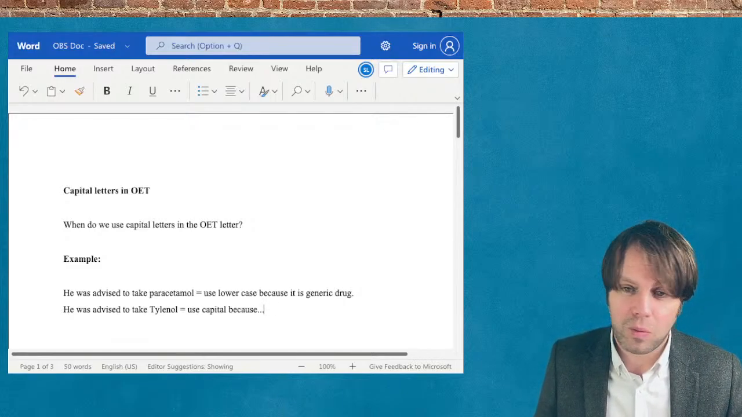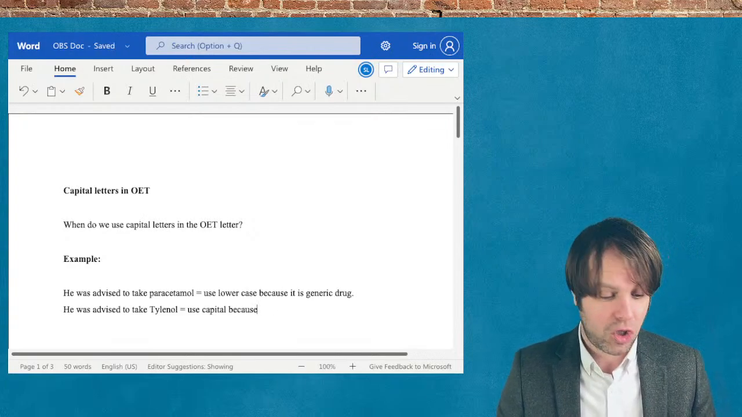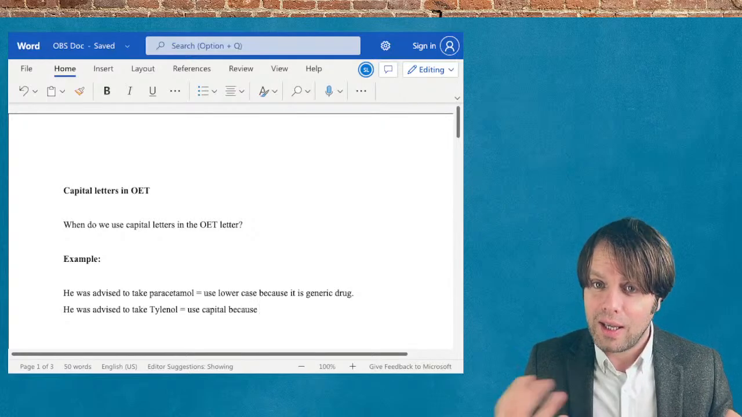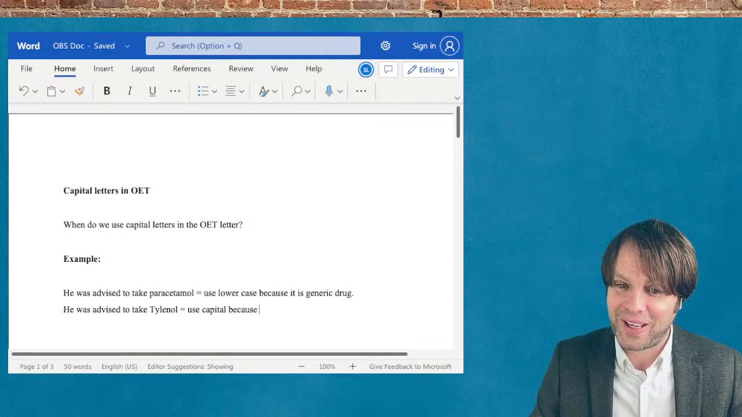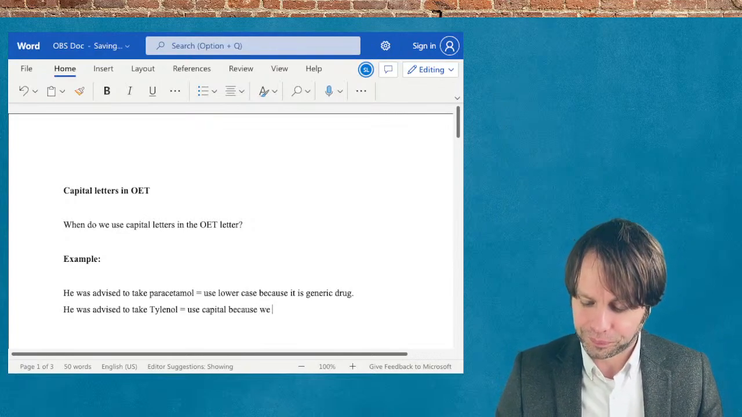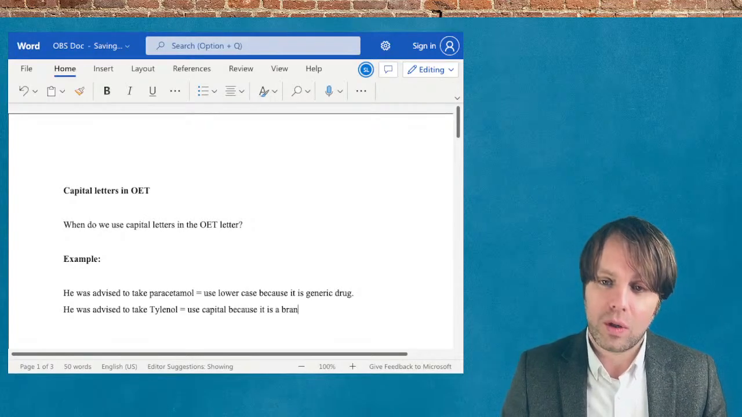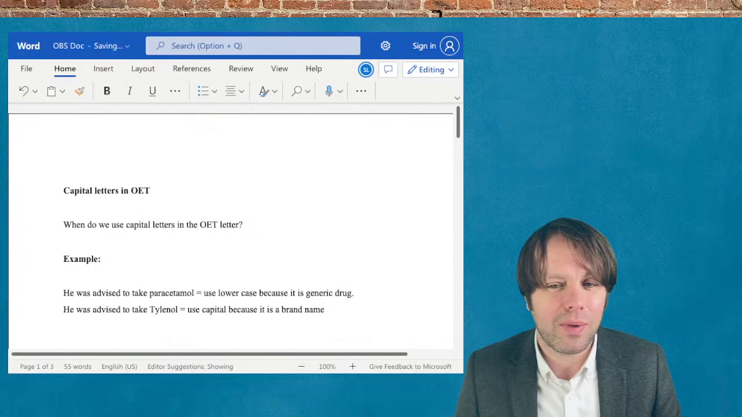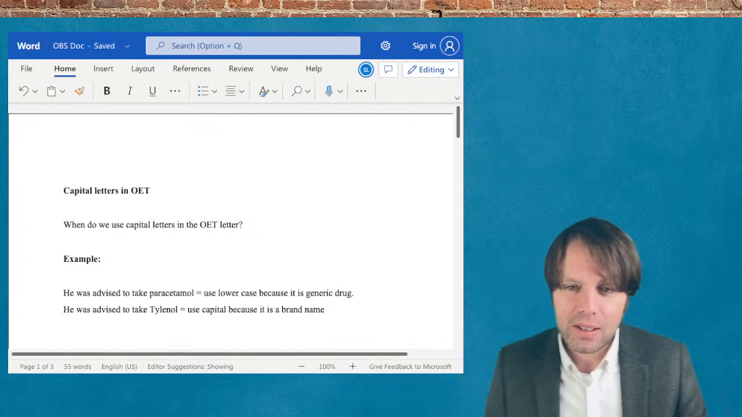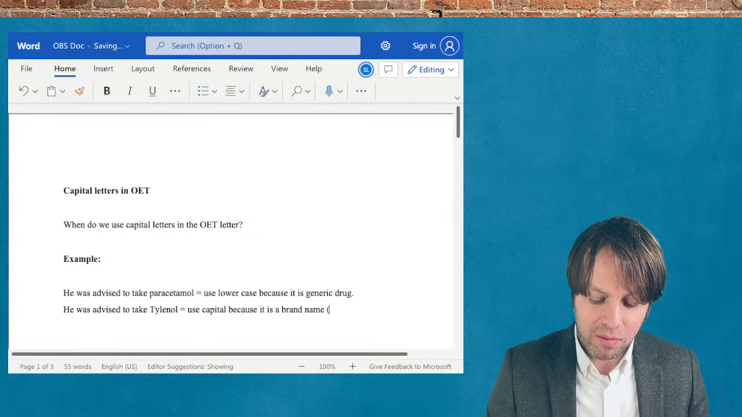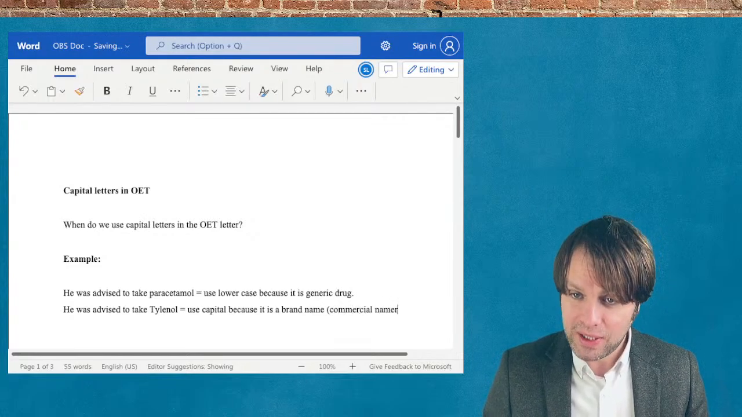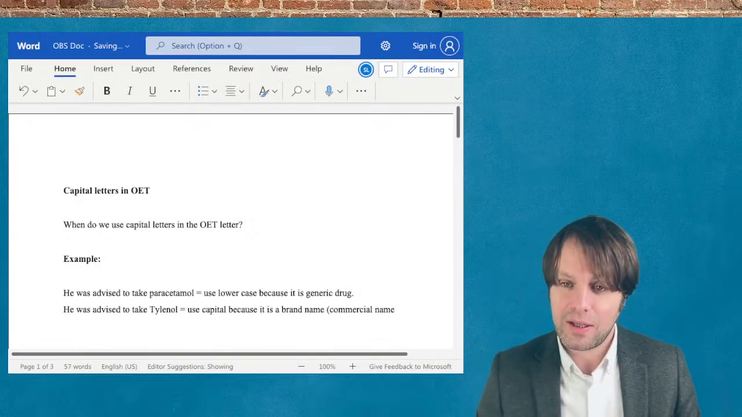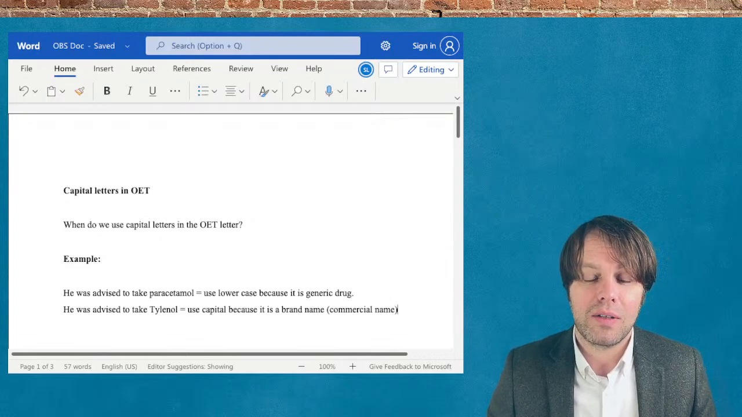So why do we use capitals? If you think you know the answer, type in the chat. The reason is that it is what we call a brand name. That's the reason. When we're using the brand name, that means the commercial name, the business name, the name that they sell it under. The paracetamol is just the drug name.